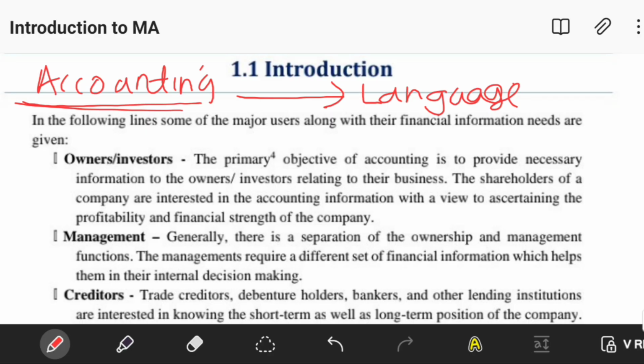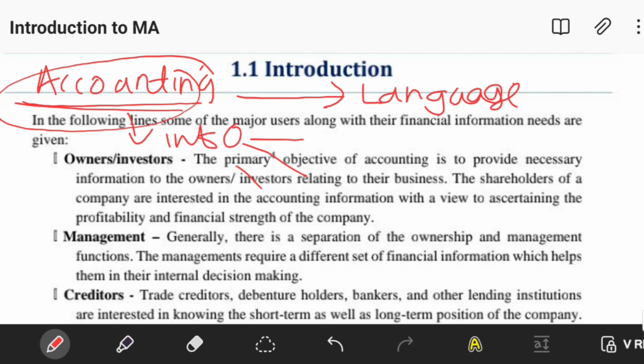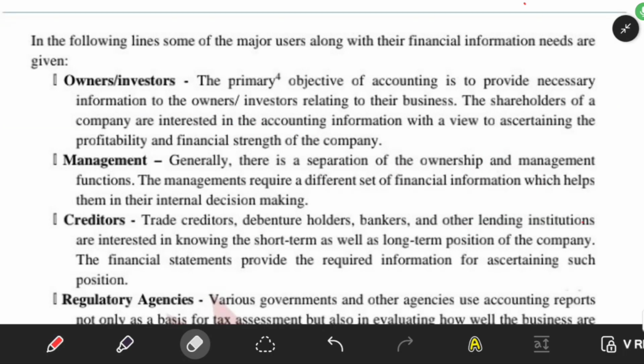So the main purpose of accounting is to give useful information to different people, and we call these people users, so that these users can make good decisions about the business. Different people use accounting information for different purposes. That is, the major users along with their financial information needs are given.